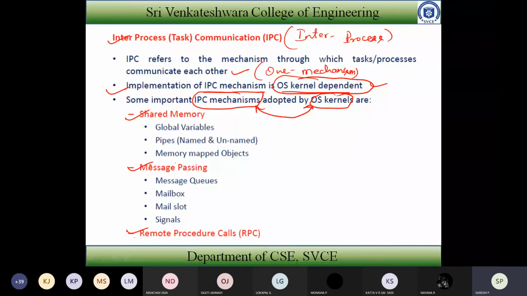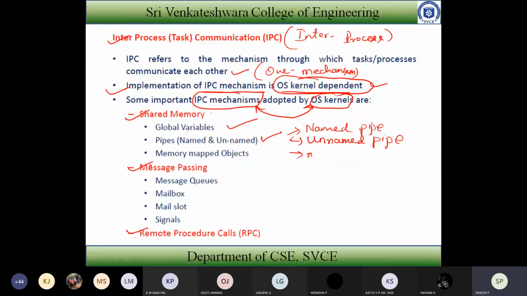Under shared memory, there are three different types. One is global variables, second is pipes. In the pipes, you are going to have two types: one is the named pipe, the other is the unnamed pipe. Next, we are going to have the memory mapped objects. Using those also, you make use of them to do the inter-process communication.